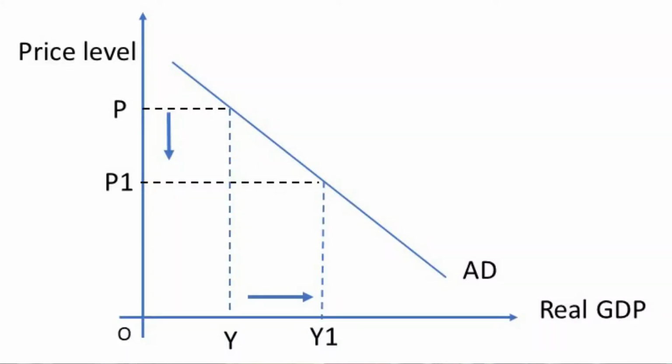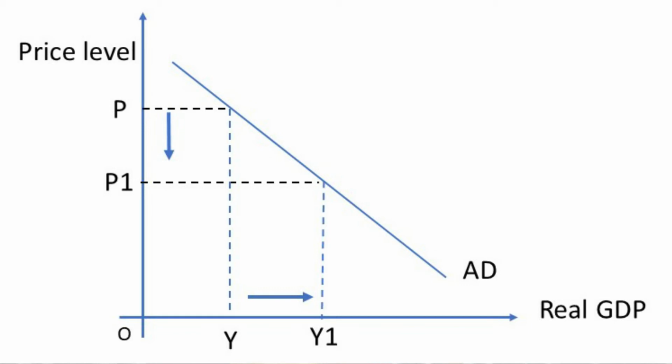Now coming to the shape of the aggregate demand curve. The aggregate demand curve is just like a normal demand curve which we already discussed in microeconomics. We show real GDP on the x-axis and price level on the y-axis. Aggregate demand is negatively sloped, showing a negative relationship between price level and real GDP.